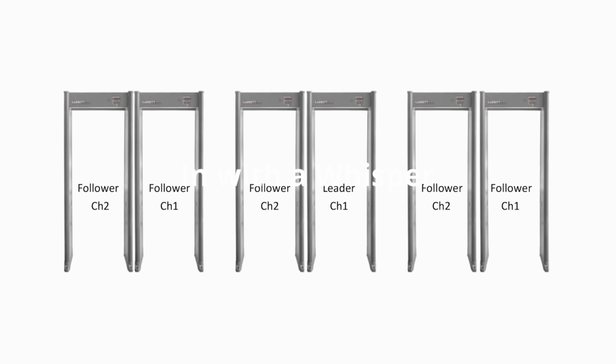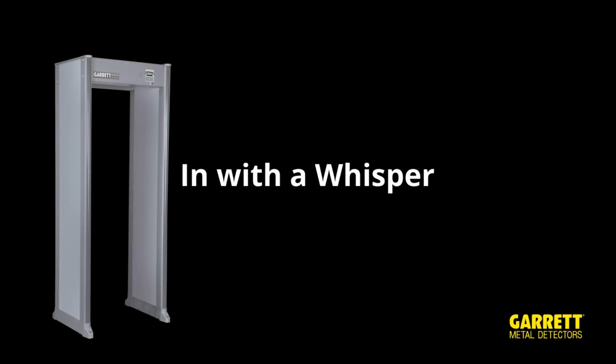If setting up an additional follower in the same cluster, use the same frequency and alternate the channels, 1 or 2. If your previous follower was set to channel 1, your subsequent follower should be set to channel 2. If your previous follower was set to channel 2, your subsequent follower should be set to channel 1. And this concludes setting up your follower unit.